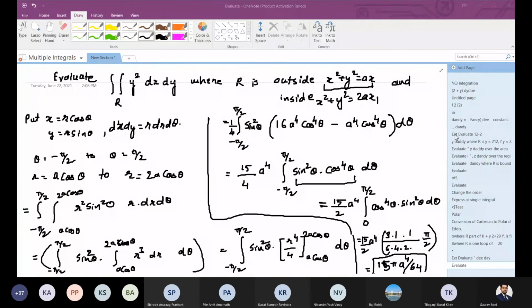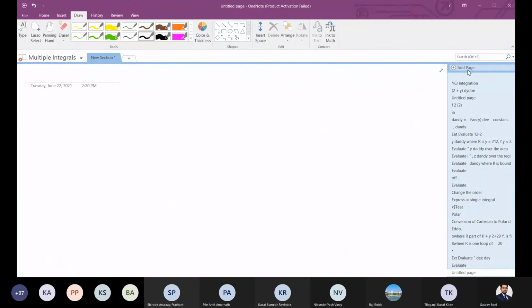Fine. So just one example that we will solve and then we'll stop. Double integral over r dx dy over the cardioid r is equal to 1 plus cos theta.